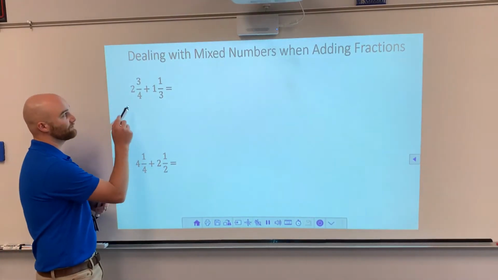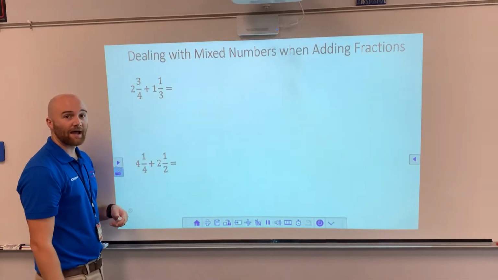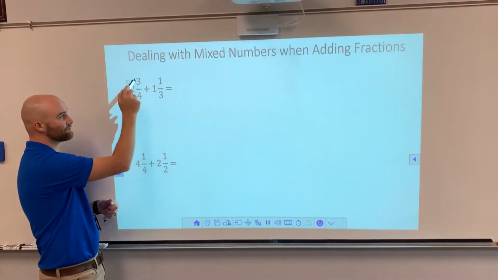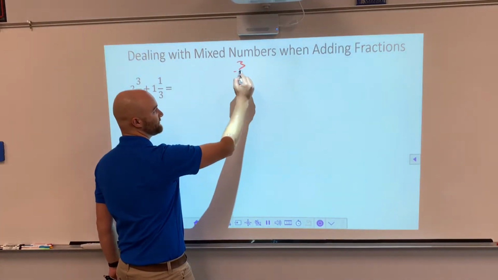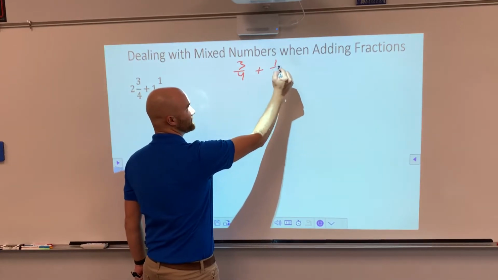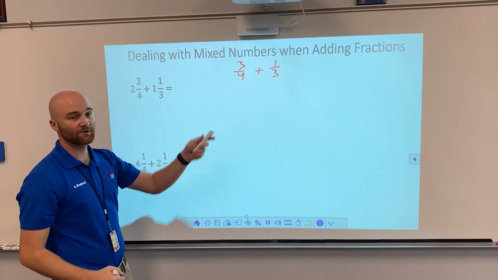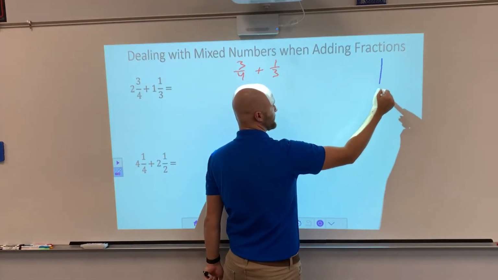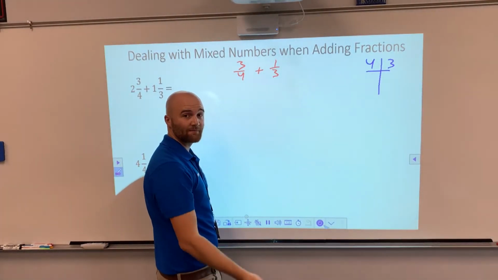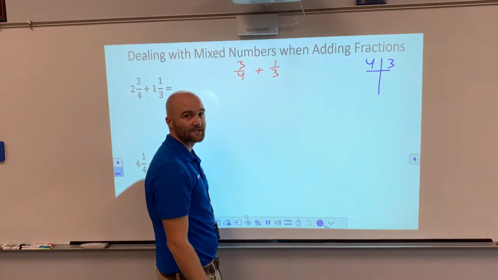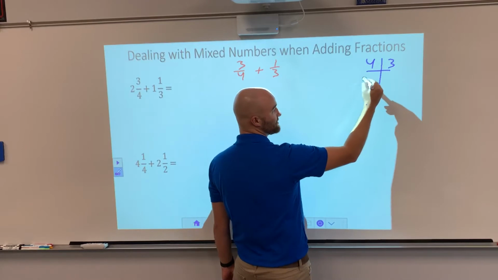So for a second here, we've got 2 3/4 plus 1 1/3, but I'm going to pretend it's just 3/4 plus 1/3. If it was 3/4 plus 1/3, the first thing I would do is find my LCD, because I can't add 3/4 plus 1/3. So I'm going to make myself a T-chart with fourths and thirds. I'm going to count by fours and count by threes until I get the same number on both sides. That will tell me what my LCD is, so what I should change my denominator into.